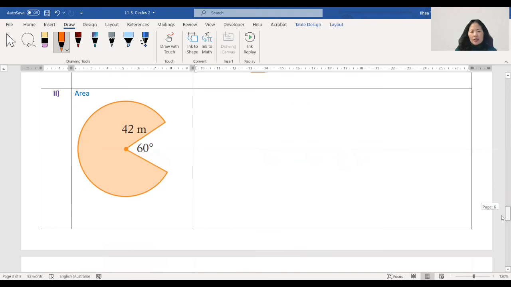So now we're looking at the area. Let's have a look at the area. We know the radius is 42 meters. That's the radius. And the angle here, from the previous question, we know that it's 300 degrees. So the area equals pi r squared will give me the full circle. I don't want a full circle. I just want to know the area for 300 degrees out of 360.